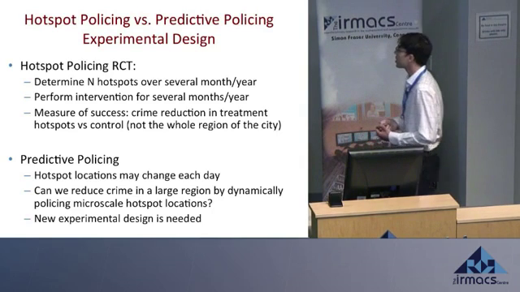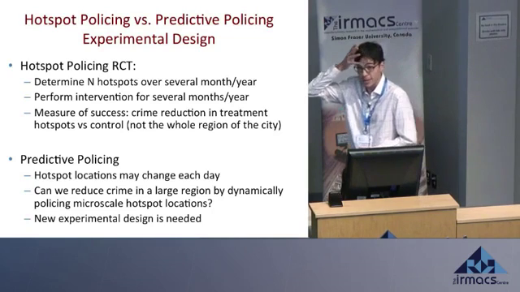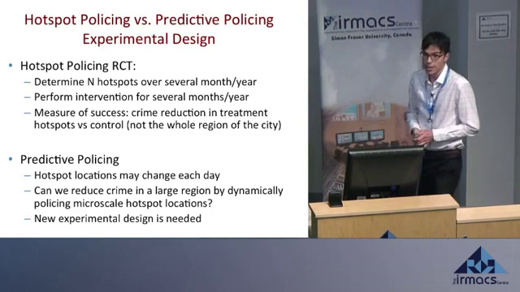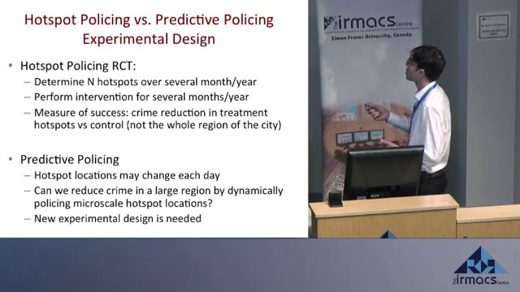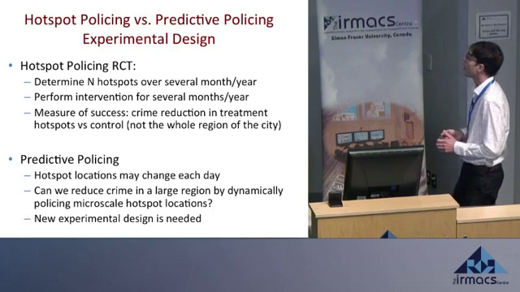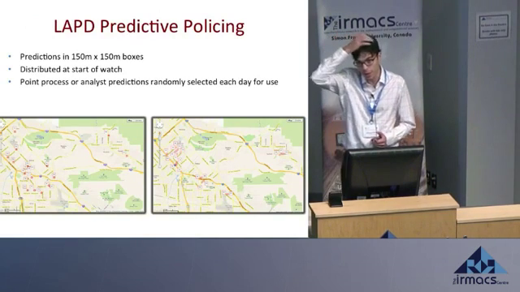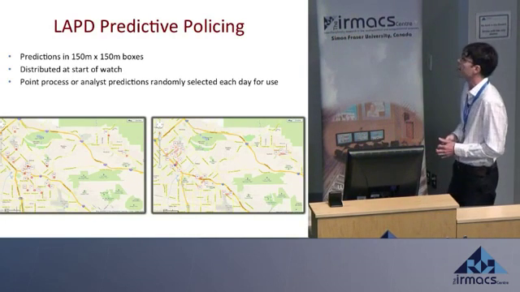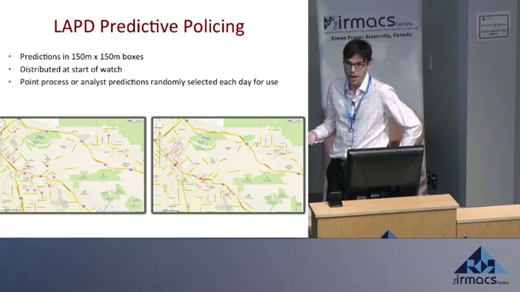But it's unclear how you would set up the experimental design in this context, because now you don't have a way to control your experiment, which you did in hotspot policing. So what do we do? This is just a starting point, and I would be interested to know what people in this room think. But one idea, actually from Greg Ridgeway at RAND, who's now at NIJ, is that instead of randomizing in space, you randomize in time.